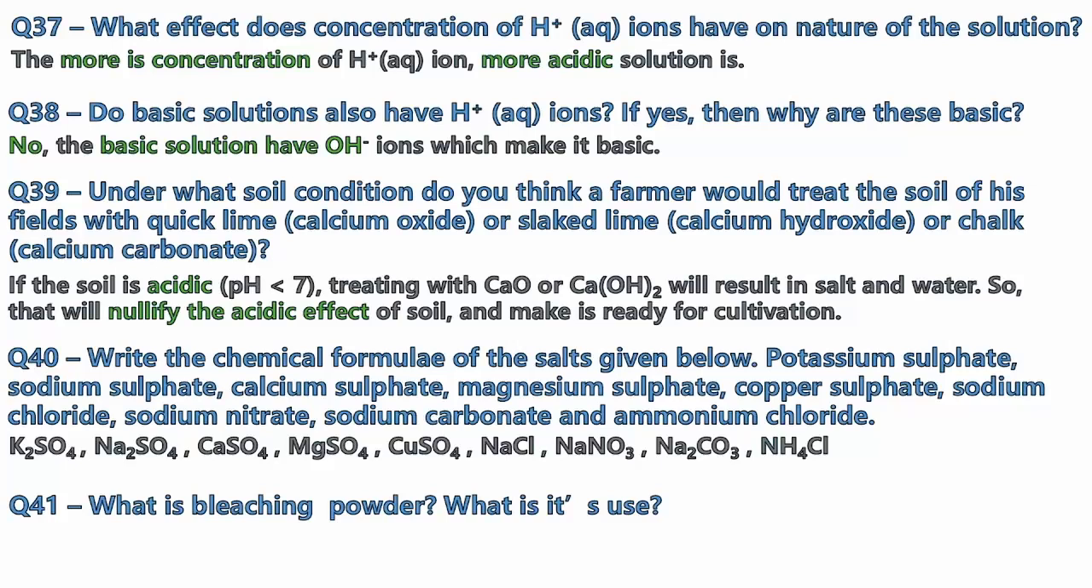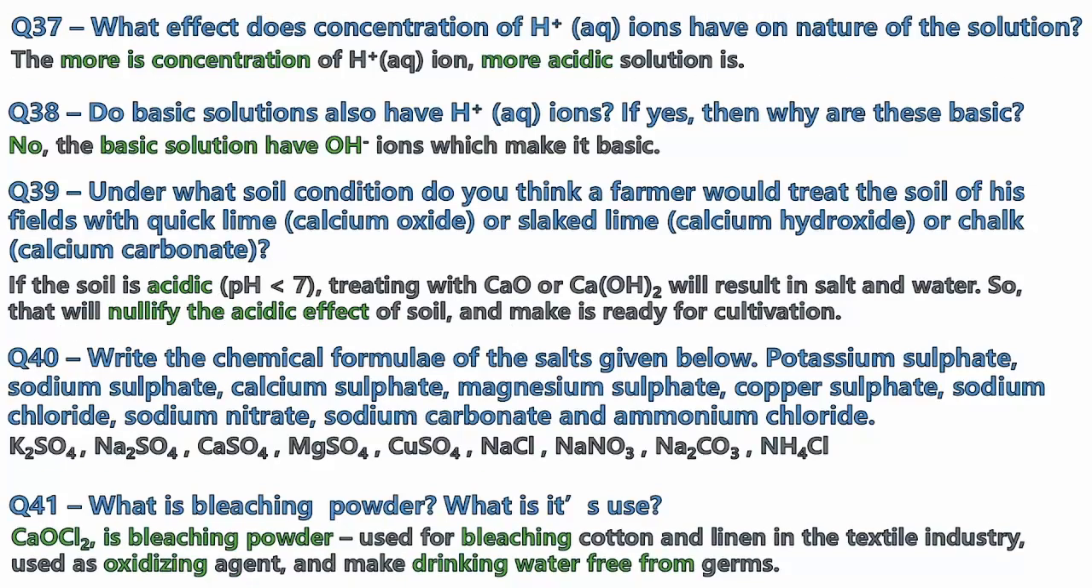What is bleaching powder and what is its use? See the compound CaOCl2, that is calcium oxychloride. Bleaching powder is used for bleaching cotton and linen in the textile industry. It is used as an oxidizing agent and for making drinking water free from germs. So bleaching powder, the chemical formula is CaOCl2: Ca for calcium, O for oxygen, Cl2 for chlorine. Calcium oxychloride.